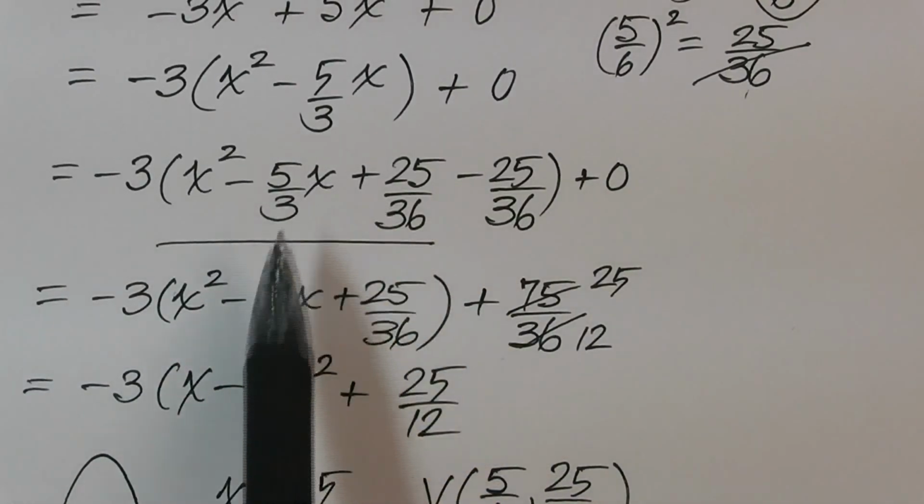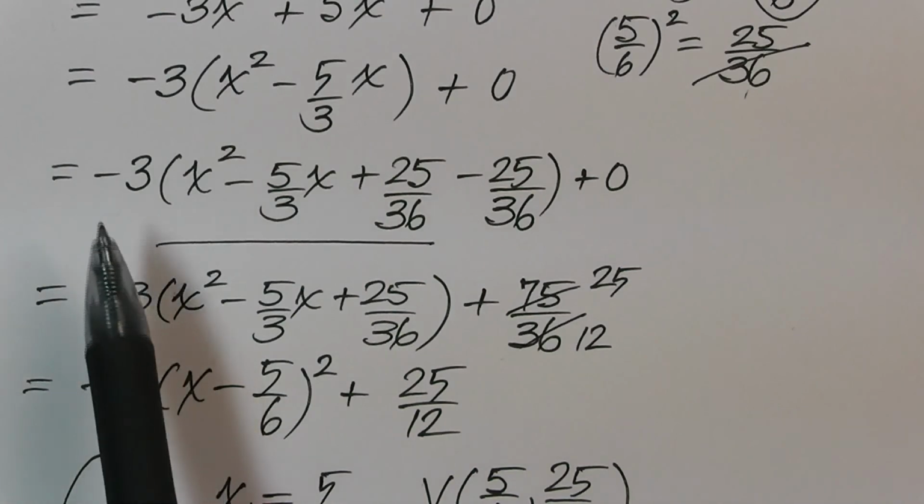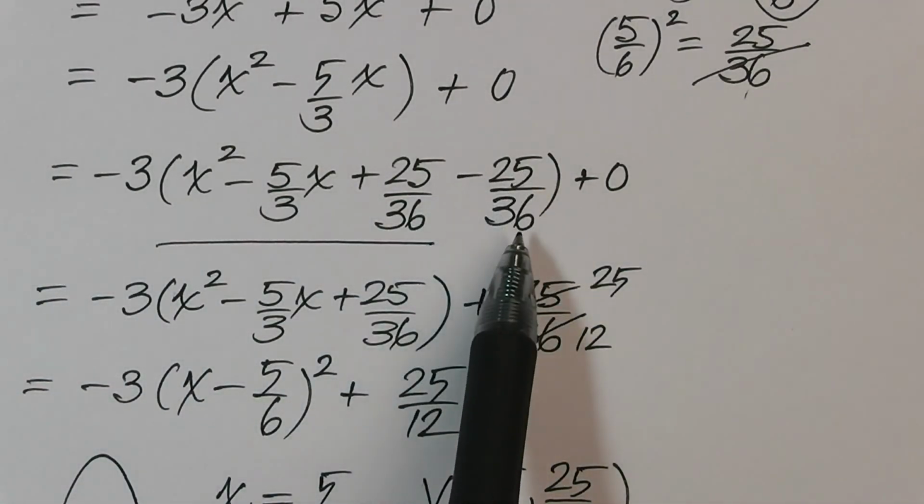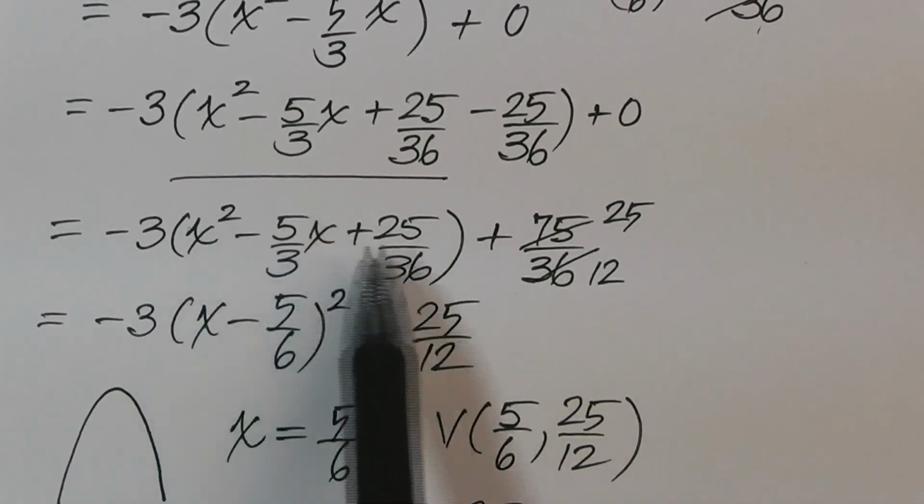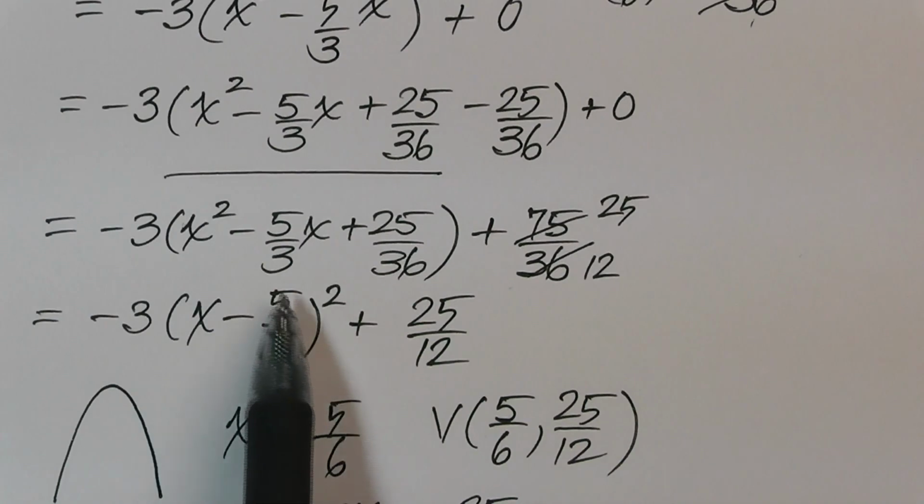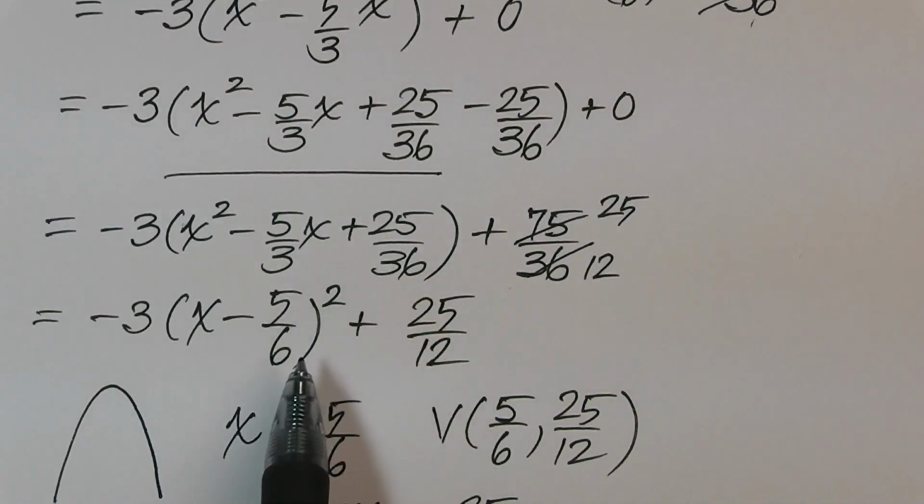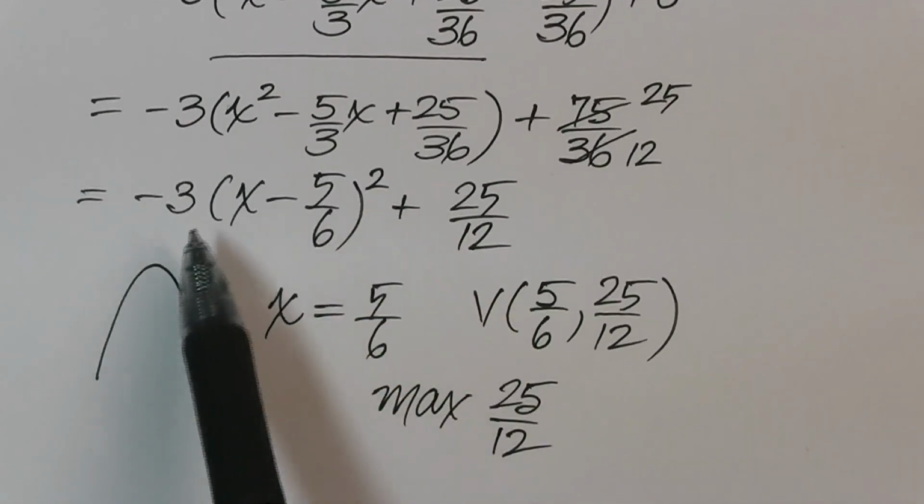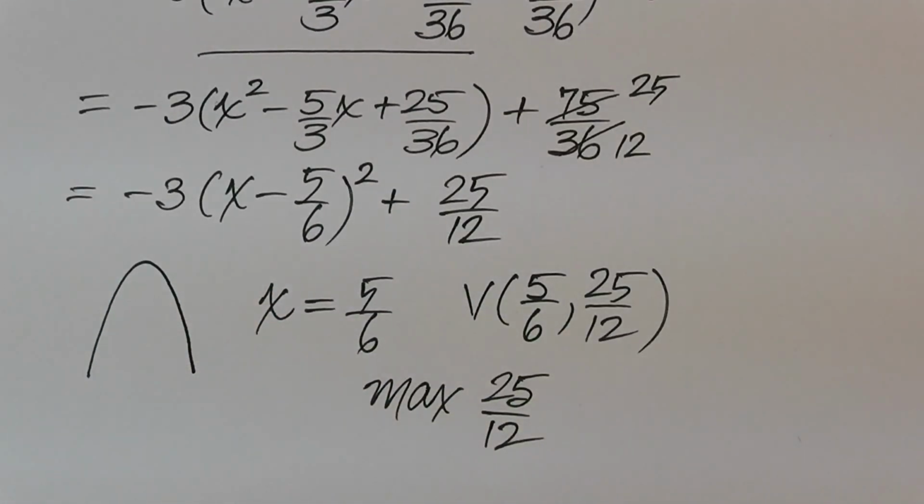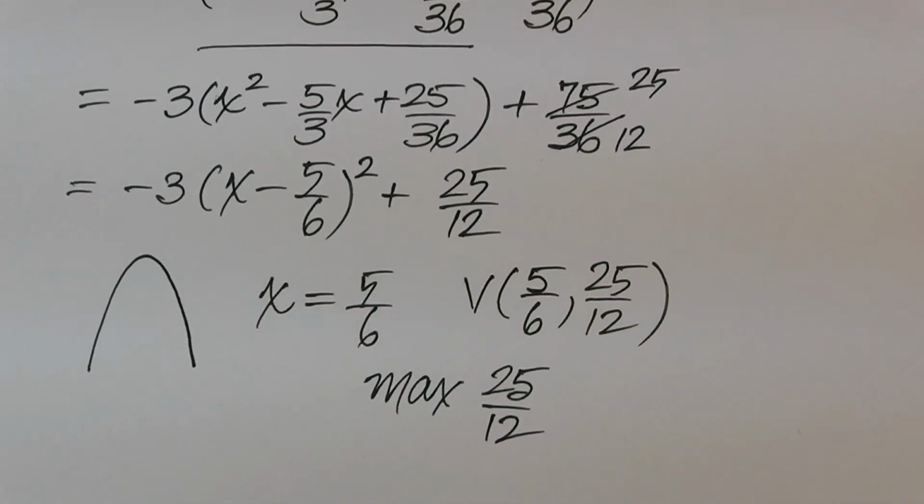I'm going to group the first 3 and leave them inside the brackets. Negative 3 times negative 25 over 36 gives me positive 75 over 36. This factors out to x minus 5 over 6, squared, plus 25 over 12. My a value is negative, so I'm opening down. Equation of the axis of symmetry is x equals 5 over 6. My vertex is 5 over 6, 25 over 12, and 25 over 12 is my max.